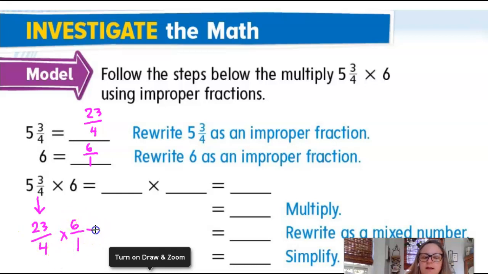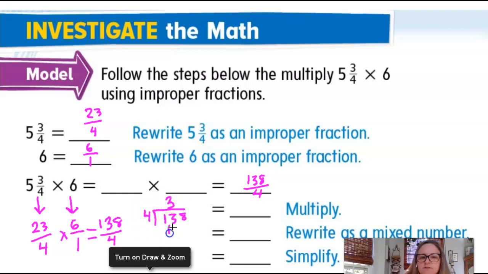So 5 and 3/4 we change to 23 over 4, and we're timesing 6 over 1. And then you multiply across. 23 times 6 is 138. And 4 times 1 is 4. Now I have a division problem, right? So 5 and 3/4, I like to write it underneath. They do it side by side in the textbook. But when I multiply, I get 138 over 4. Now it says to rewrite as a mixed number. So I have to divide 4 into 138.